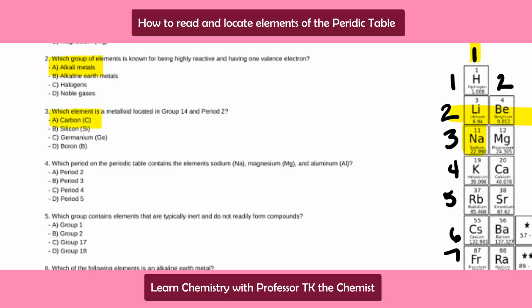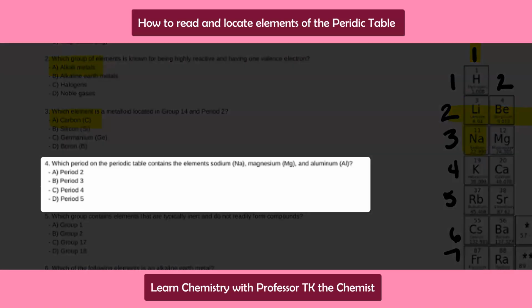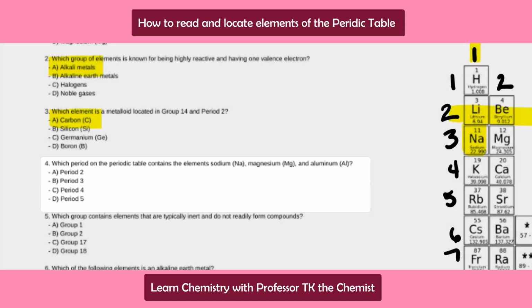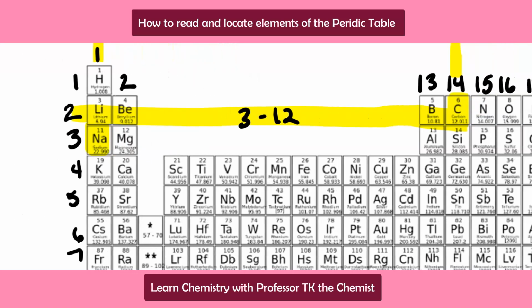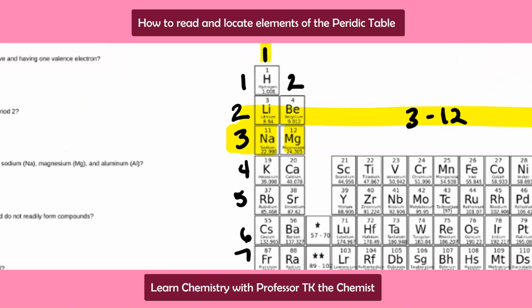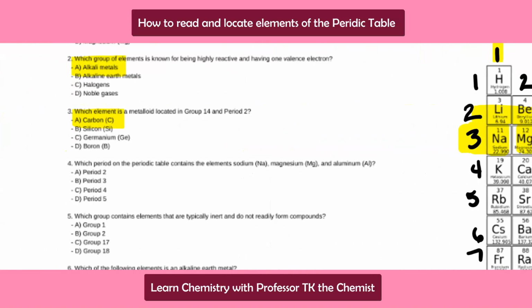All right, number 4. Which period on the periodic table contains the elements sodium, magnesium, and aluminum? So when I look at that question and they're saying which period, that means you're gonna go straight across. And they said contains sodium, magnesium, and aluminum. That is period 3. And again, we're going to go back over here and we end up in period 3.